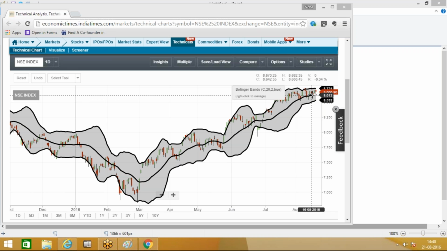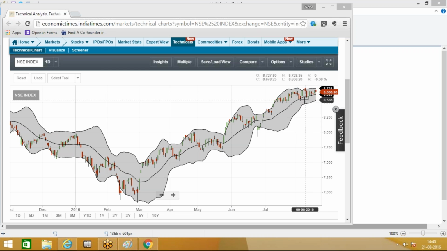So you have to currently wait till the market crosses the 20-day moving average on the downside, and once it crosses it, you can technically initiate a short position, when the target in that case will be the lower end of the Bollinger Band.